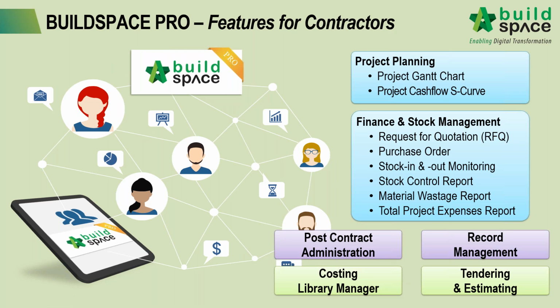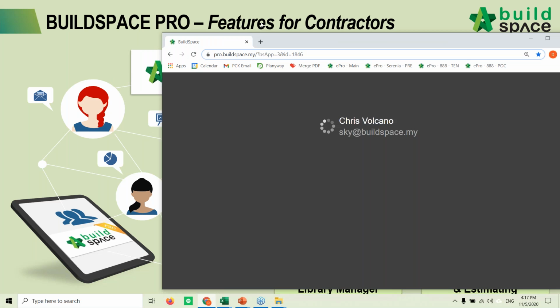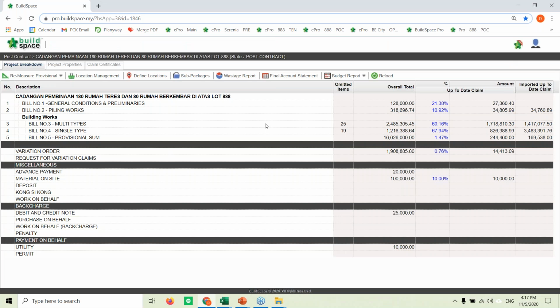All right, so let us come to the BuildSpace Pro system at the post-contract stage. This is what it looks like at the post-contract stage. Our BQ is here, and our up-to-date claim. I believe you are quite familiar with the layout already, especially those friends who followed us through a couple of webinar sessions. It is always like this.